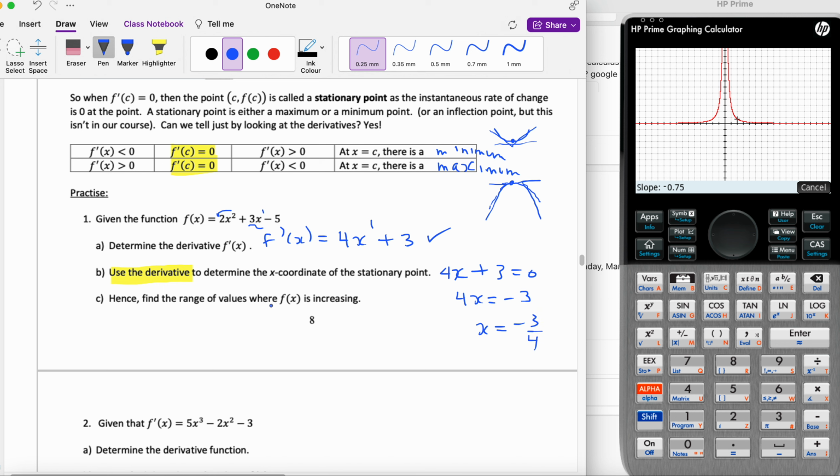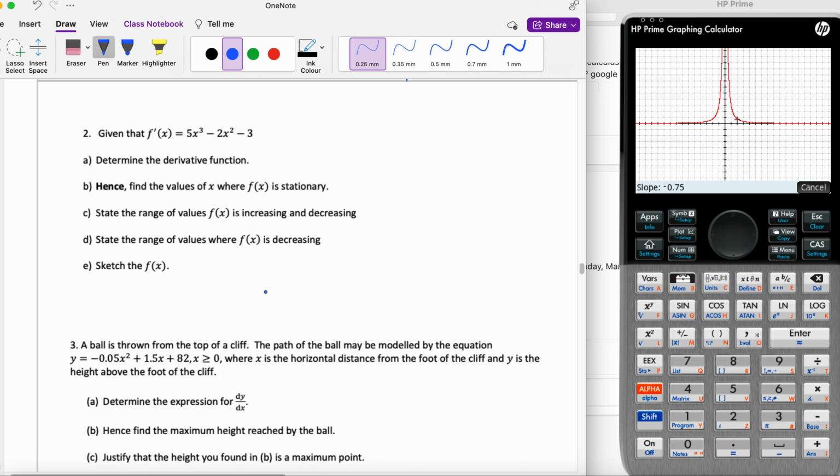Hence, find the range of values. So again, hence means use the previous information. Okay, so we now know that we've stopped at -3/4. We also know that this is a parabola and it's looking up, right? The a is positive, so this is looking something like this. We know here the derivative is 0. And if you wanted to find the corresponding y, you totally could. But here, basically, where is it increasing? It's increasing here, right? That's your positive slopes. So then we would say that as long as x is bigger than -3/4, then our function is increasing, okay? Positive slope, positive derivative.